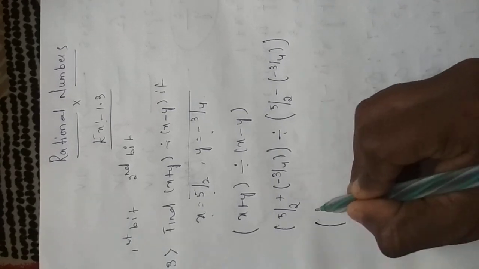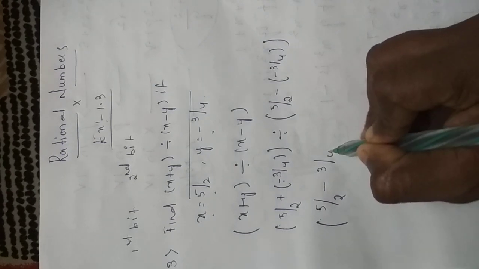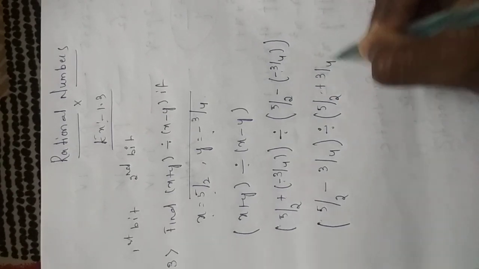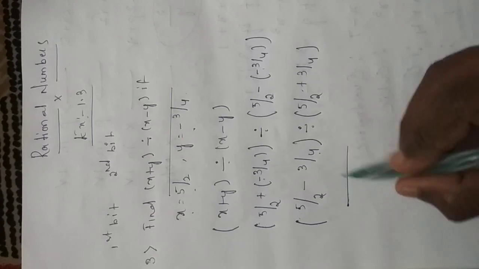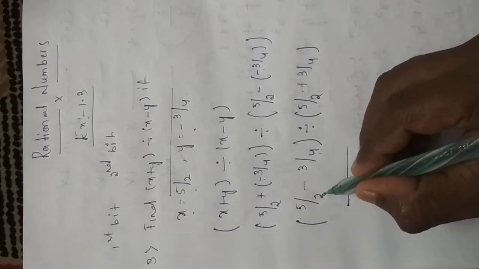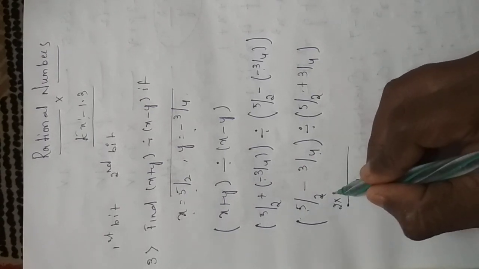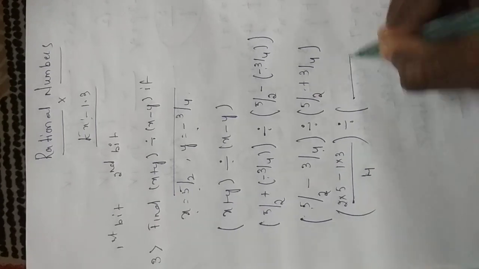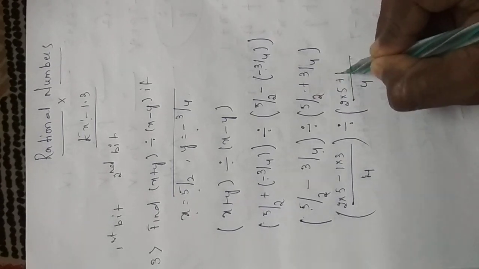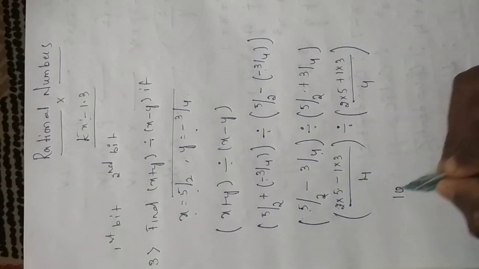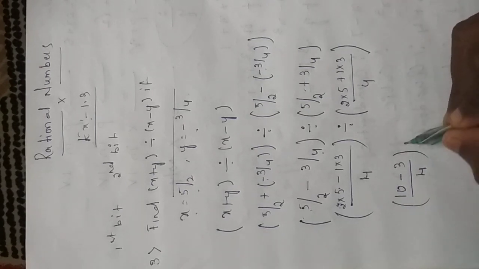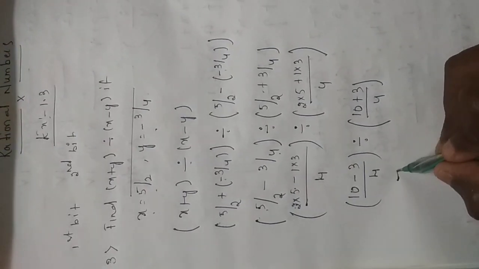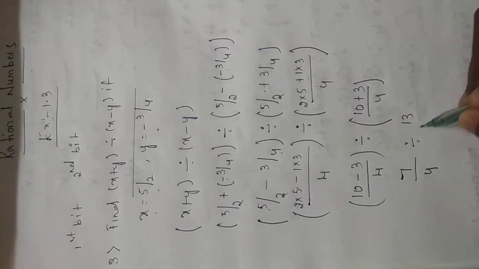Okay. Now 5/2 plus into minus, minus 3/4 divided by 5/2 minus into minus, plus 3/4. Now we'll take the LCM. The LCM of 2 and 4 will be 4, because in the 2 table you'll get 4. In the 2 table when you get 4, 2 times the numerator is 5, and in 4, 1 times the 3, divided by the same. Here also 2 into 5 plus 1 into 3. 2 fives are 10, 3 ones are 3, so (10 - 3)/4 divided by (10 + 3)/4. Okay. 10 minus 3 is 7/4 divided by 13/4.